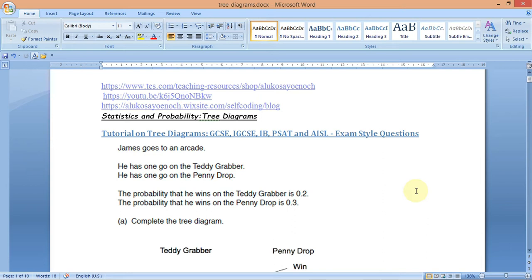In today's section, I'll be taking a look at IGCSE exam style questions on tree diagrams. Okay guys, let's get started with probability. So, tree diagram, that's the exam style questions, and let's take a look at the first question.